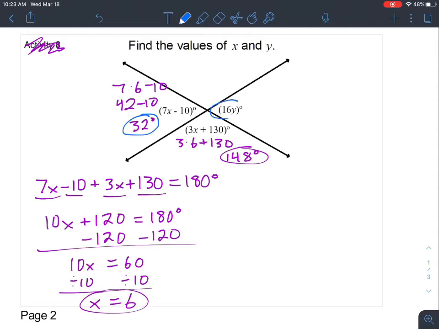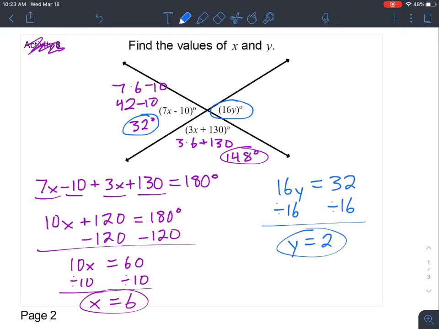So now that we have that information, we know that 32 degrees and 16y, since they are vertical angles, must be equal to each other. So we're going to set them equal. Divide by 16, and we see that y is going to be 2.